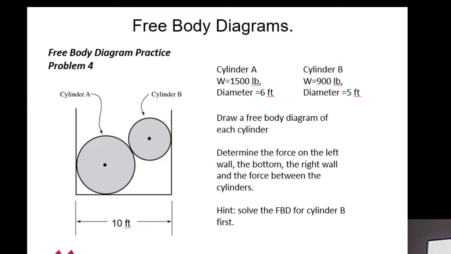Okay, let's do free body diagram, practice problem 4. We have two cylinders that are restrained between two vertical walls. Total distance between the two walls is 10 feet. So we have to find the force on the left wall, find the force on the right wall, the force on the floor, and the force between the two rollers, which of course will be equal and opposite. Let us begin.